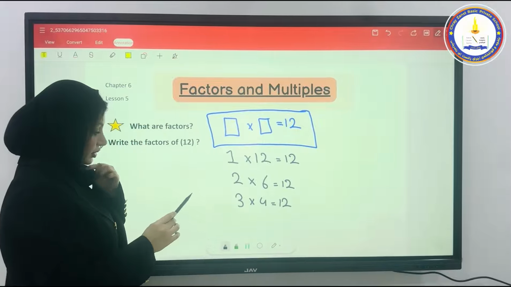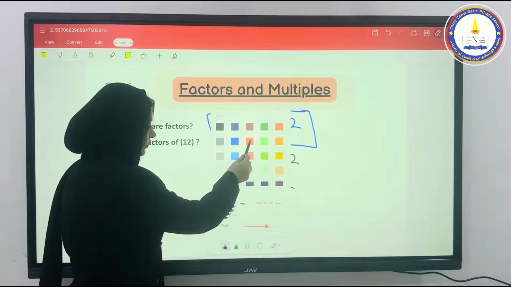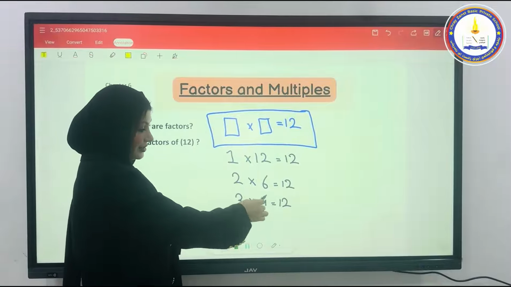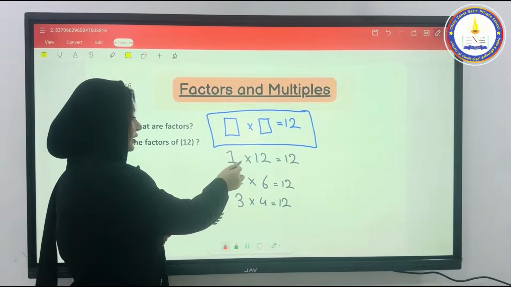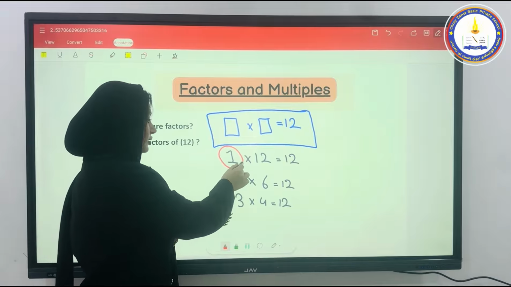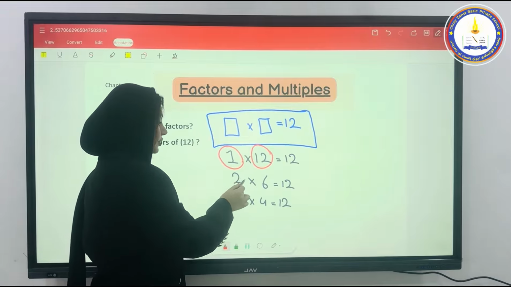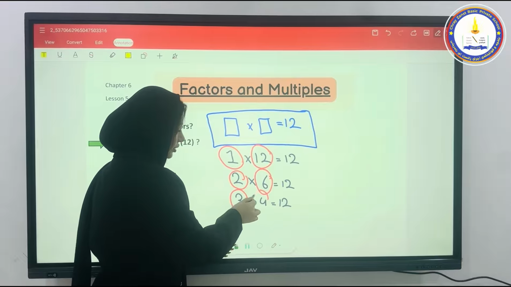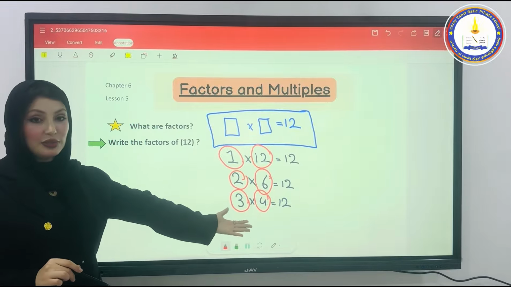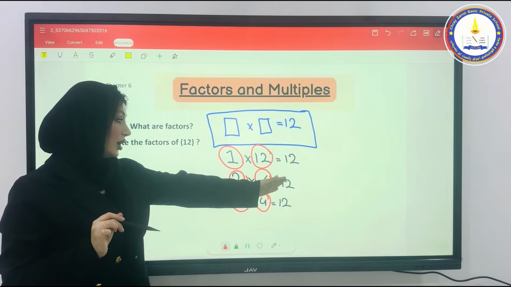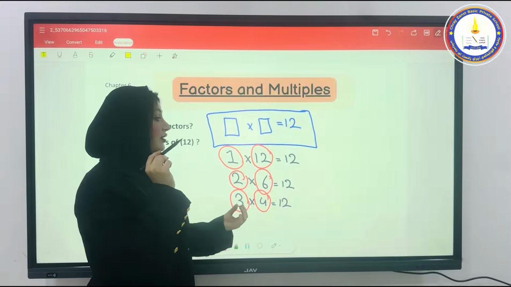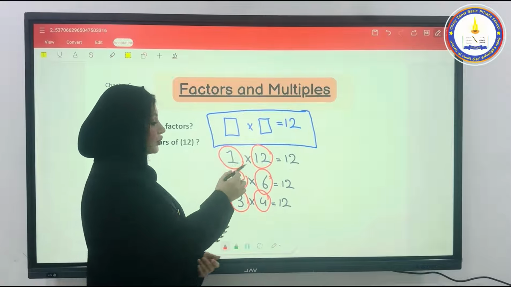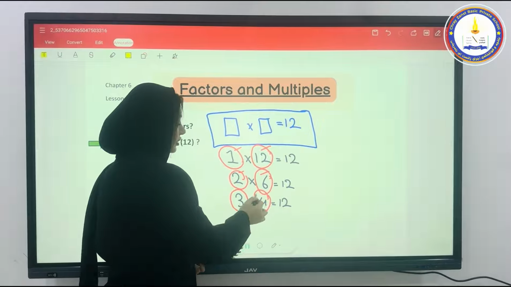Okay, we have done till here, but why did we write these things? We have to find the factors. Now, 1, 12, 2, 6, 3, 4. These numbers are the factors of 12. These numbers that you multiply and the result is 12, so these numbers are the factors of 12.